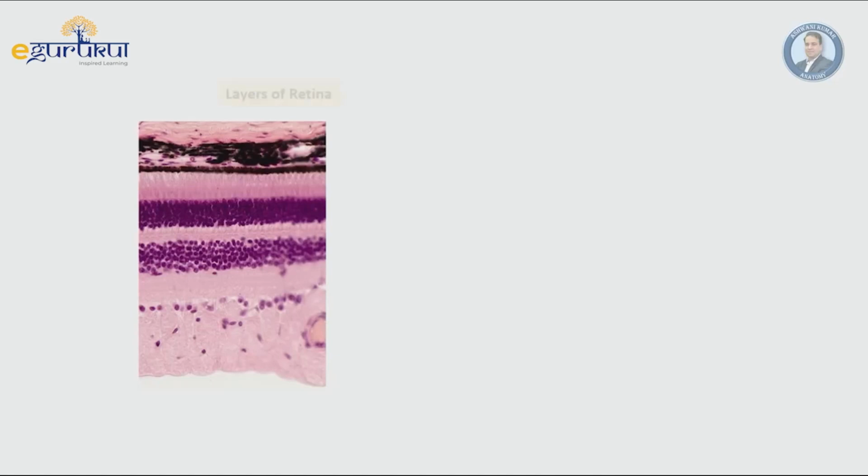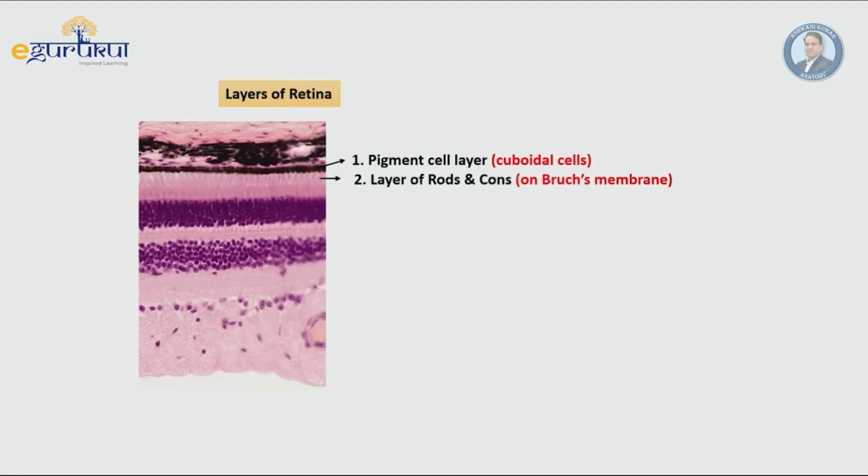In the layers of the retina, we say we have 10 layers. Starting with layer number 1, which is the pigment cell layer, made up mainly of cuboidal cells. This is a pigment cell layer, if you look carefully. That is a darkly stained pigment cell layer, mainly made up of cuboidal cells. Then we have layer number 2, the layer of rods and cones, which is present on the Bruch's membrane. So we have the layer of rods and cones, which is the second layer after the pigment layer.